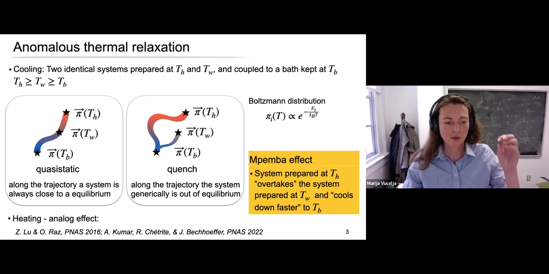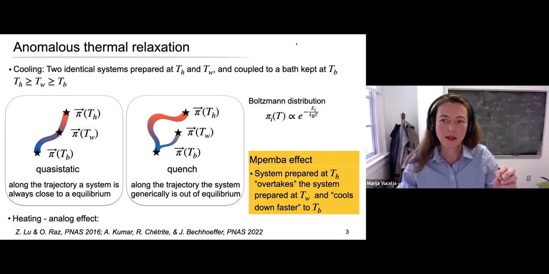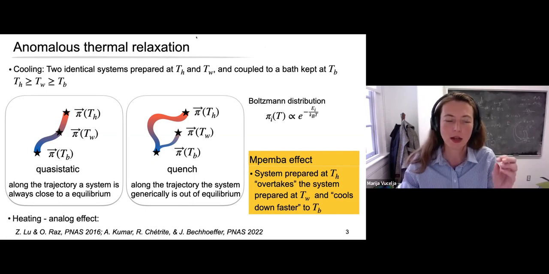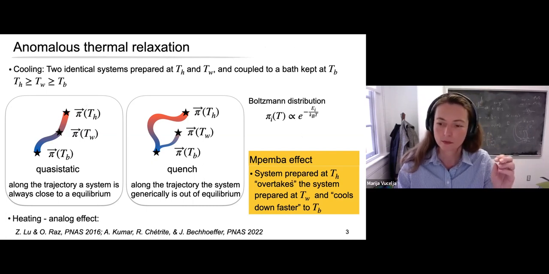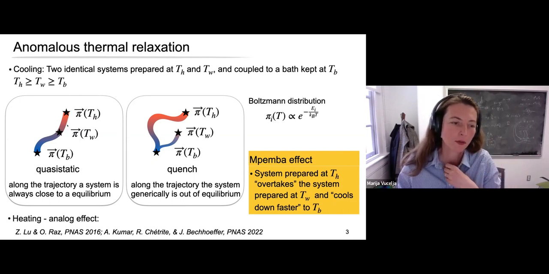then my cup of water would stay in equilibrium along its way, the temperature would not be just an initial label. It would exist during the trajectory, and the hot system would necessarily arrive later, thermalize later, than the warm system.